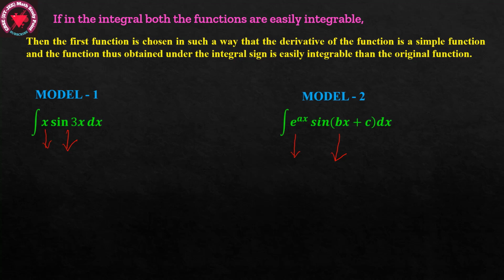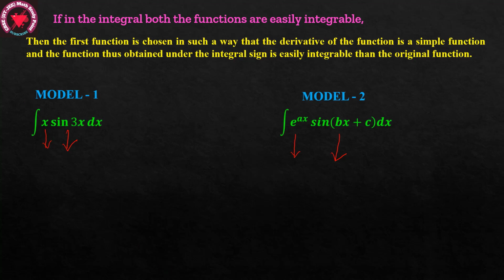Here also we have two functions, a product of two functions. Individually these two functions we can integrate easily. But to apply the by parts rule, what is the condition we are using here? See, if in the integral both the functions are easily integrable, then what we have to do? Then the first function is chosen in such a way that the derivative of the function is a simple function.